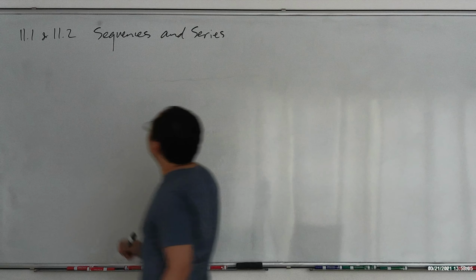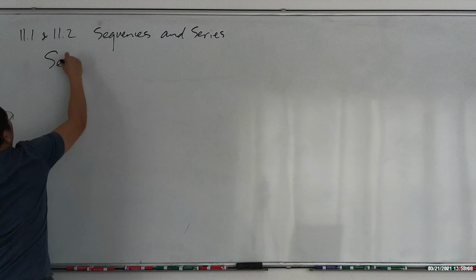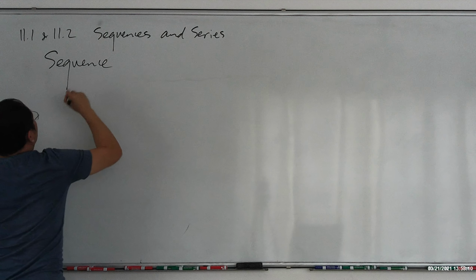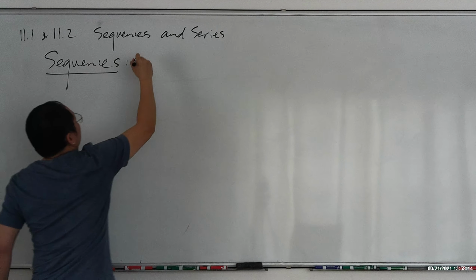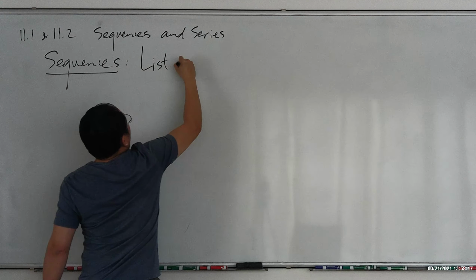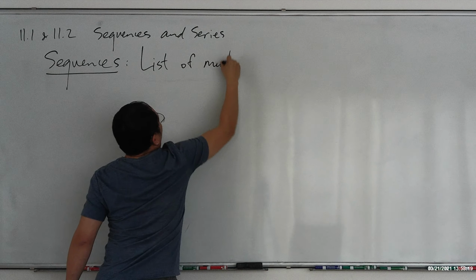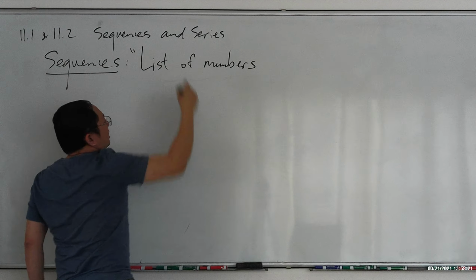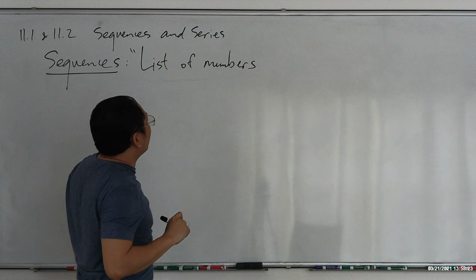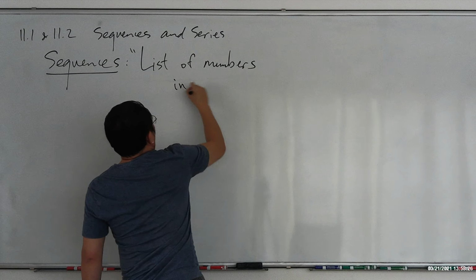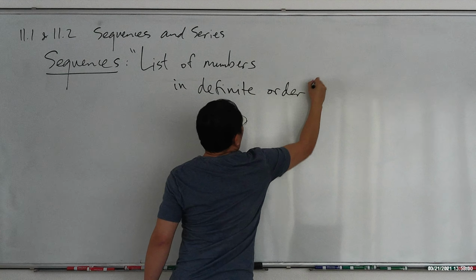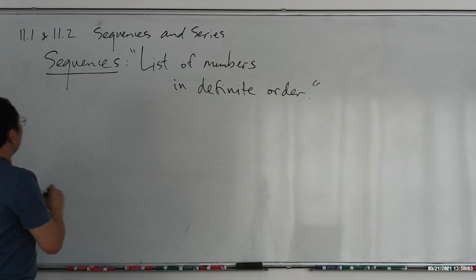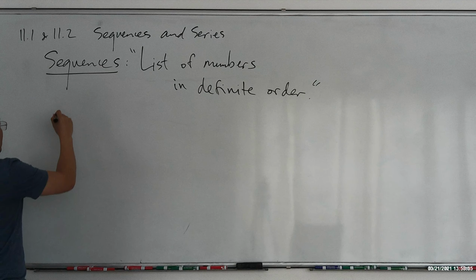So let's start with 11.1. It's about sequence. So what is a sequence? A sequence is like a list of numbers, in an indefinite order. Order means non-stop. So usually people know a sequence this way. It's just a bunch of numbers. That's all I'm saying.